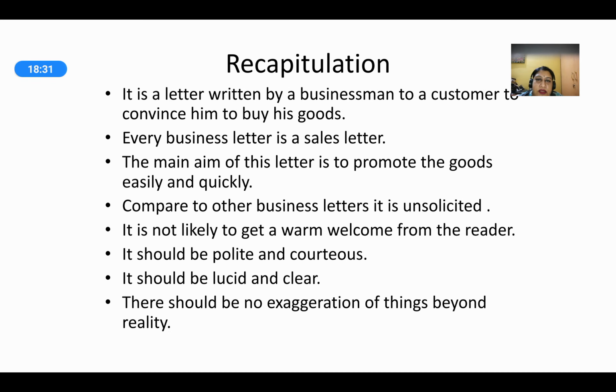Let us try to recap what we learned through this course of the session. A sales letter is a letter written by a businessman to a customer to convince him to buy his goods. Every business letter is considered a sales letter. The main aim of this letter is to promote the goods easily and quickly. Compared to other business letters, it is unsolicited. It is not likely to get a warm welcome from the reader.